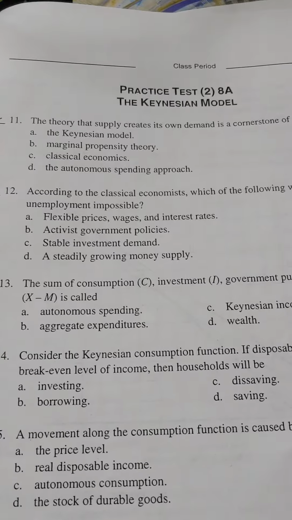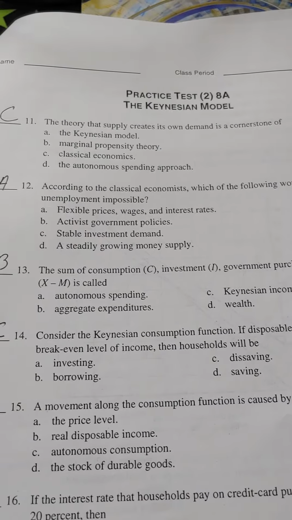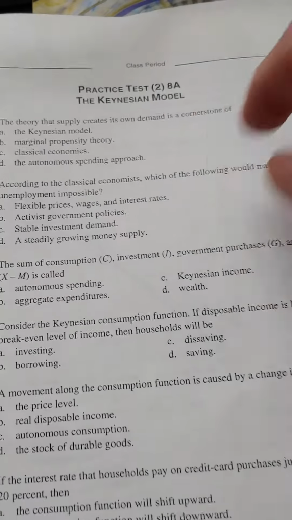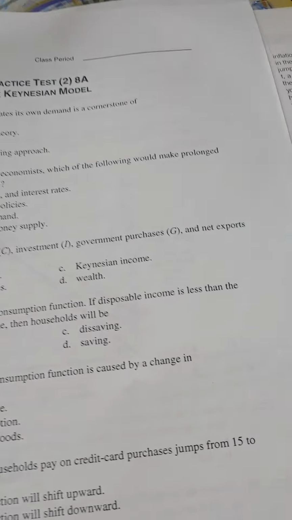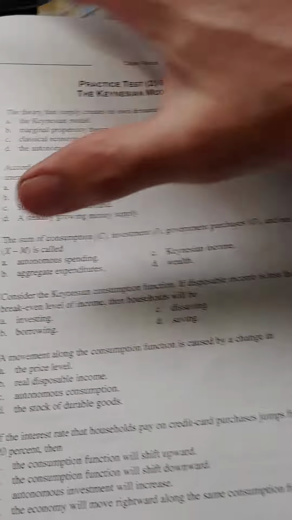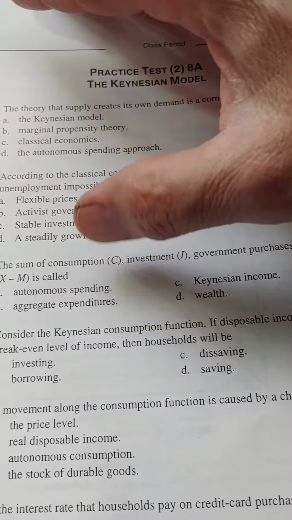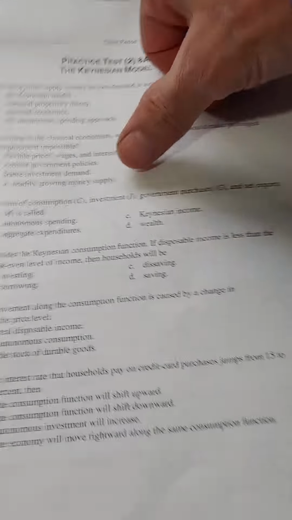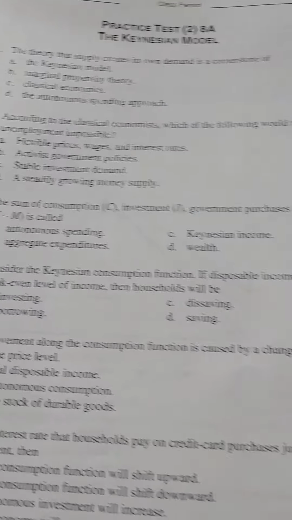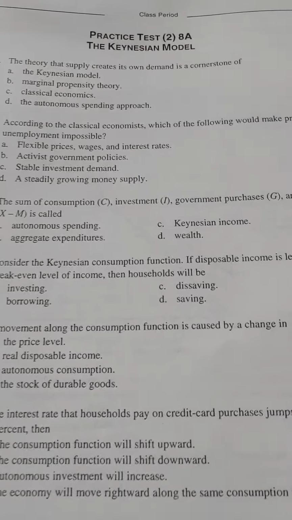All right, 13, the sum of consumption, investment, and government purchases and net exports is called B, aggregate expenditures. In this chapter, we're mainly working with consumption and investment. So the C and the I is mainly what we're working with in this chapter.